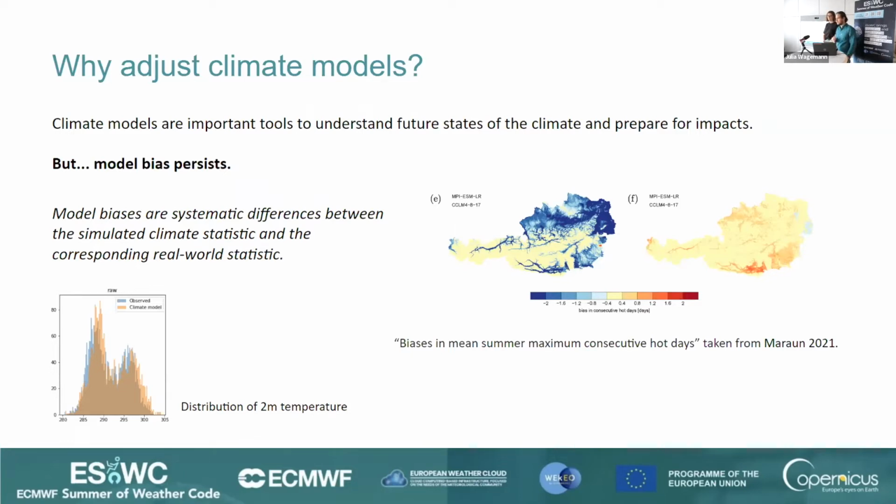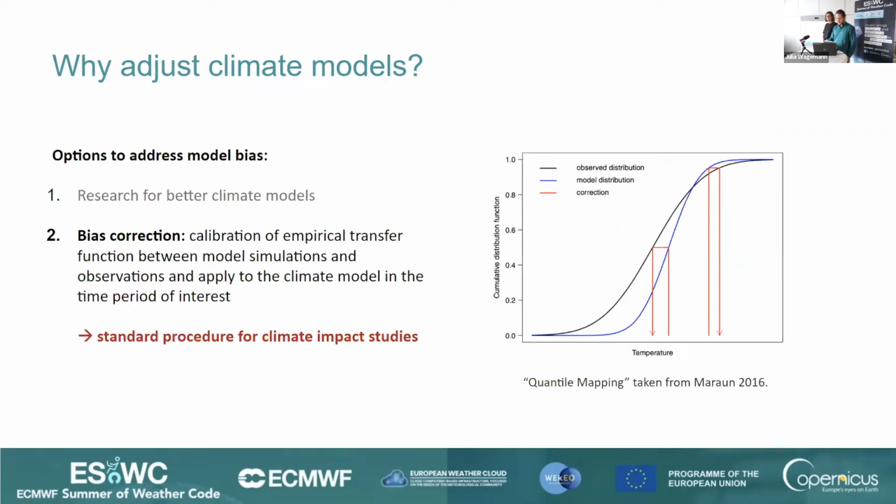Model biases can be due to a variety of reasons. They can be due to unresolved processes, topography, some kind of interactions, all sorts of things we might be able to control for in our models, but we can't really right now. There are several ways to address model biases. We can, of course, do research for better climate models. This is what's planned in Destination Earth, for example, as we heard about this morning.